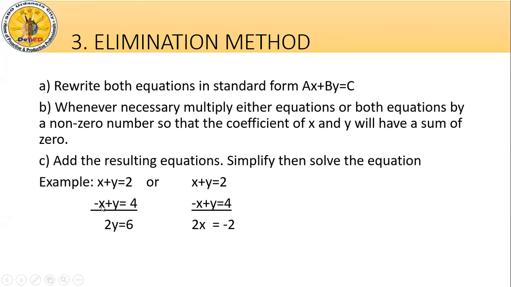So x plus -x is 0. Y plus y is 2y. 2 plus 4 is 6. In here, we are going to eliminate y. So we use subtraction. X minus -x is 2x. 2 minus 4 is -2.